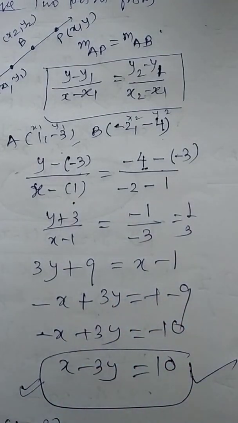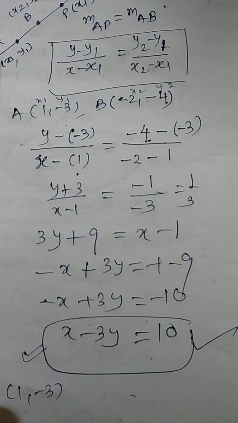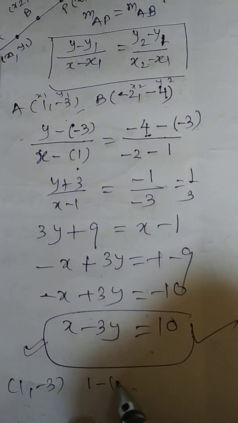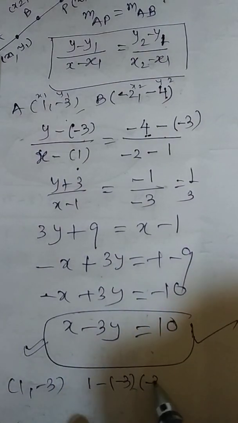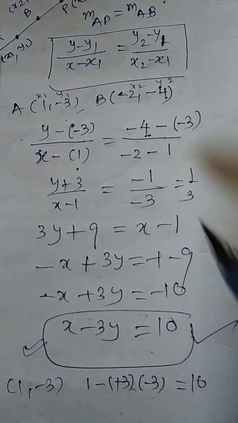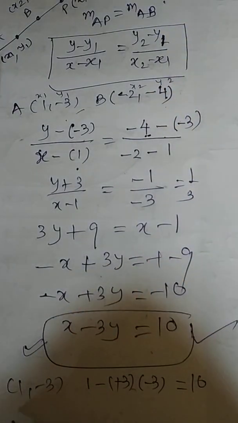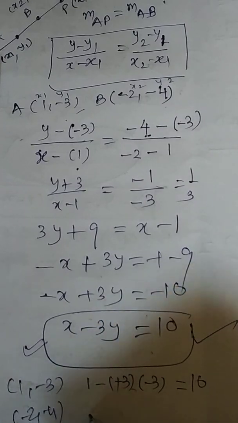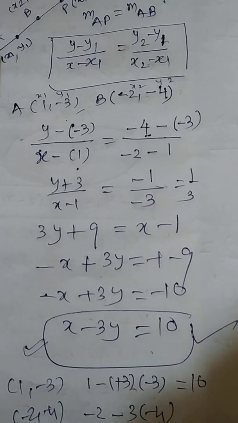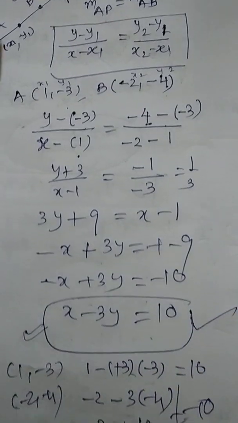Yes, getting the answer. Next, what is another point given? Minus 2, minus 1 is replaced, no? It will be minus 3 over here, minus 3. Simplify, you will get 10. Another point is given, minus 2, comma, minus 4. Let me check. Minus 2, minus 3, minus 4. So it will be minus 2 plus 12. Simplify, you will get 10. So your answer is correct.